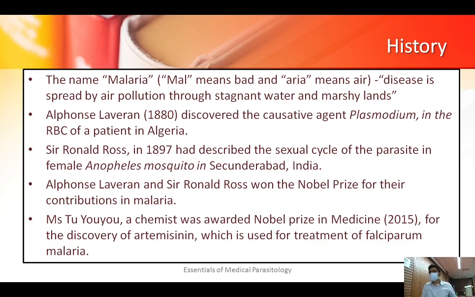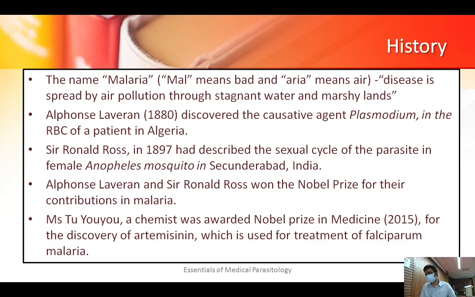So what do you mean by the word malaria? The word malaria can be split into two: mal and area. Mal means bad, like anything prefixed with mal, such as malnourished, malnutrition. So mal means bad, and area means air. It was considered to be a disease spread by air pollution through stagnant water.